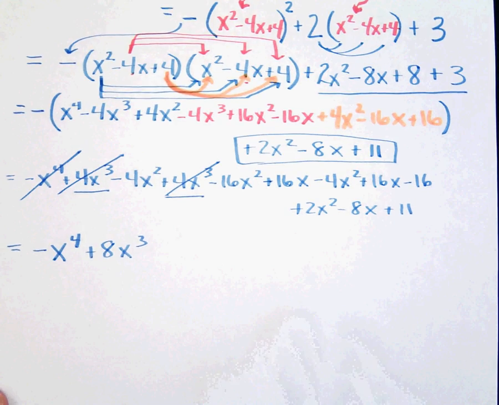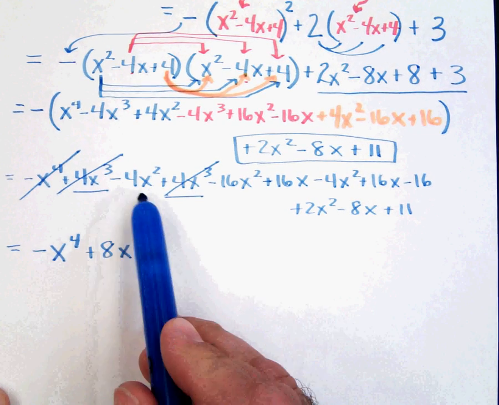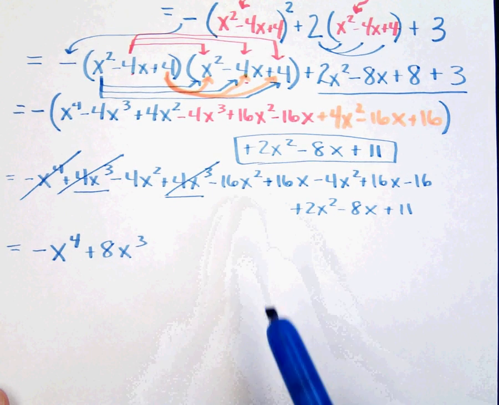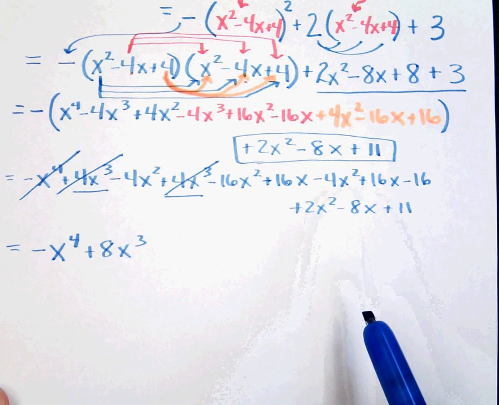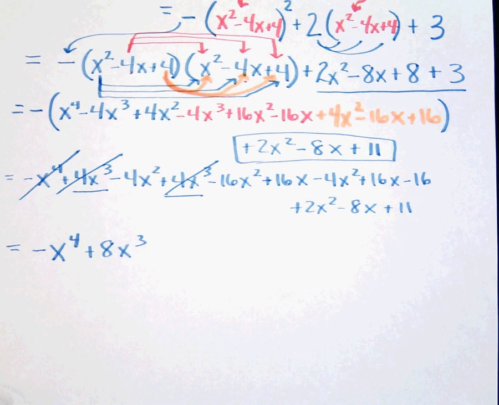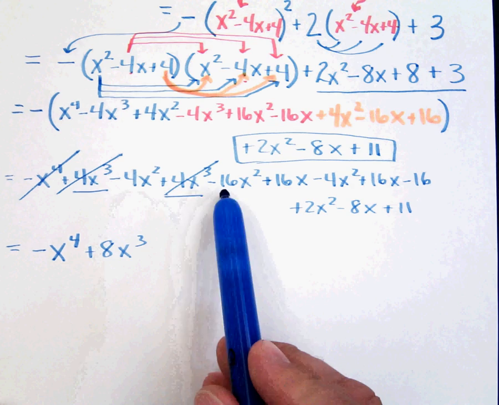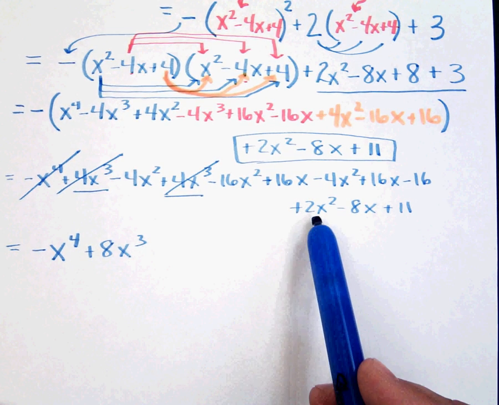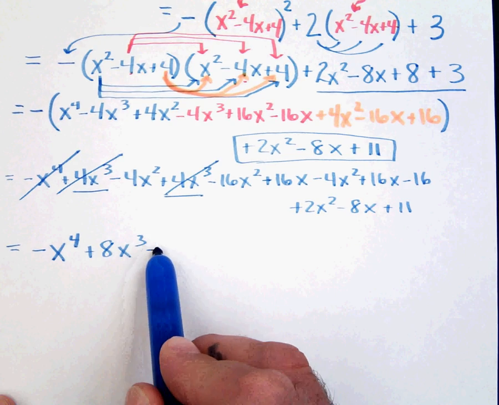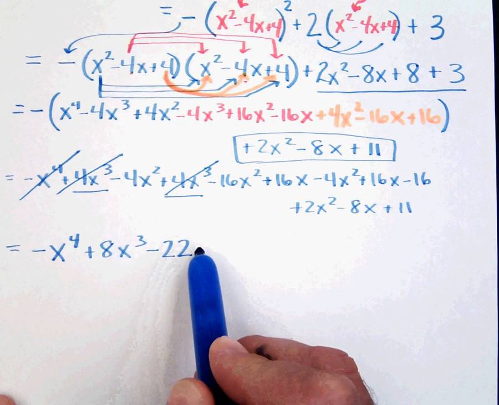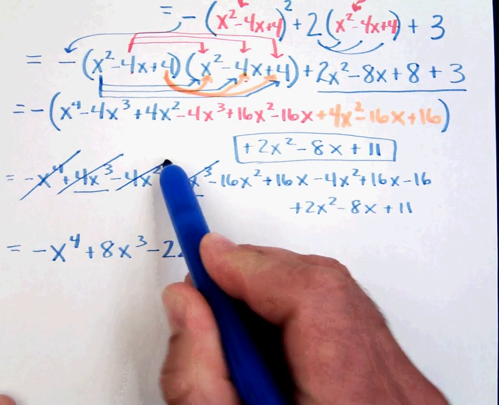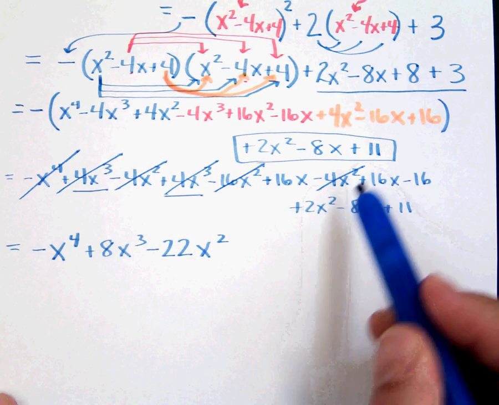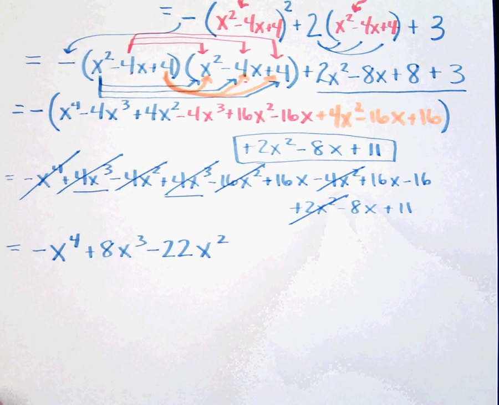Let's look at the x squareds now. Negative 4x squared, negative 16x squared, negative 4x squared, and positive 2x squared. Let's see, negative 4 minus 16 is negative 20. Negative 24 plus 2 coming back into the positive, so that's negative 22x squared. Cross out the x squareds because now we know that we're done with them.